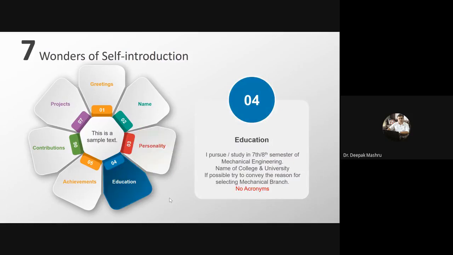Education: you can say I pursue, I study, I'm a student of. You need to name the college and university in a full way. It's not MU, MEFGI, GTU like that. You need to speak the full name of the college. And if you're not comfortable with it, you practice it, because if you don't practice it, there is a 100% chance that you commit a mistake, because your mind and your tongue are used to speaking MU or MEFGI.